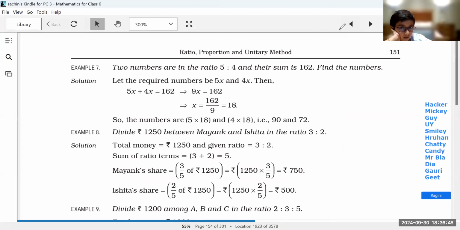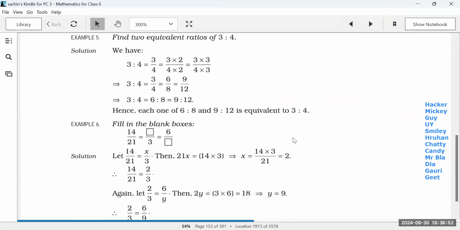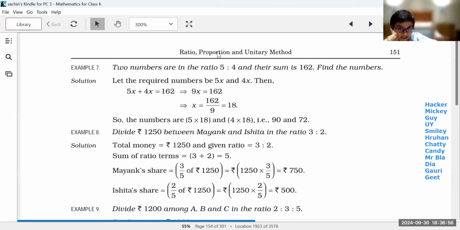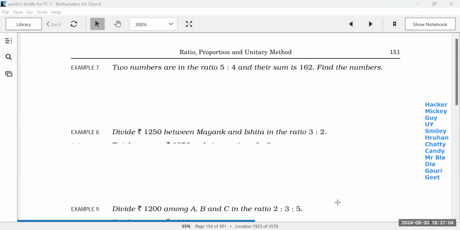That is the Selena book. You want to buy the Selena book? Yes, sir. Those kids who are in ICSE must buy the Selena book, because the paper pattern is changing and they are mixing up questions.